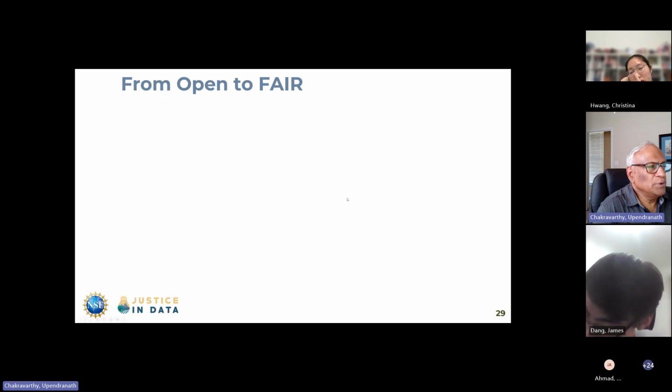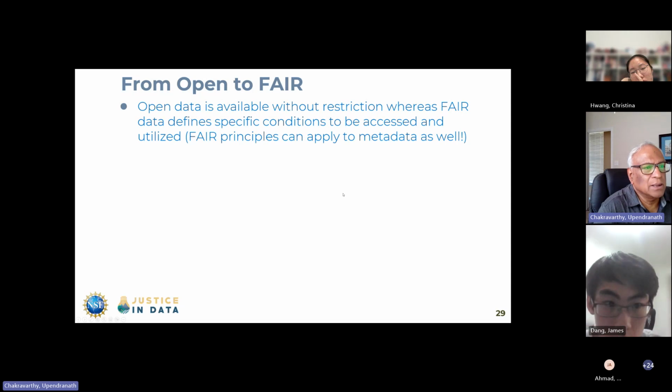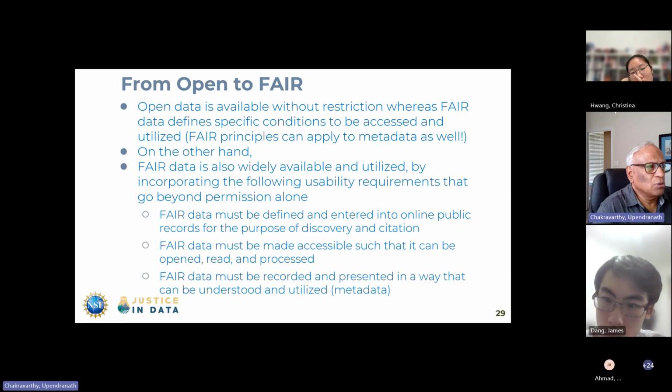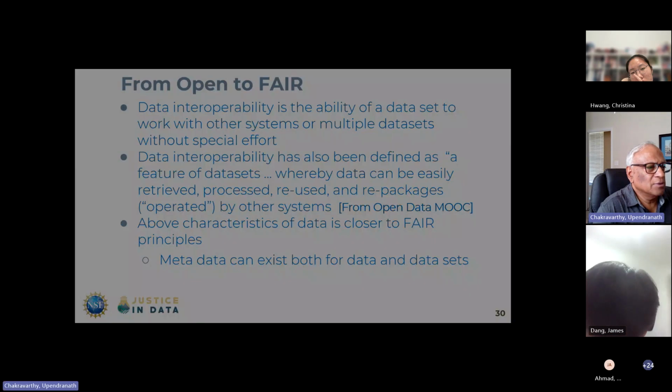Now, from open to FAIR, maybe I'll skip that because you will be learning a lot of FAIR principles in this. You already learned FAIR principles can apply to metadata as well. So let me go to.